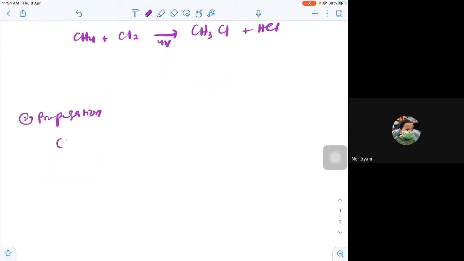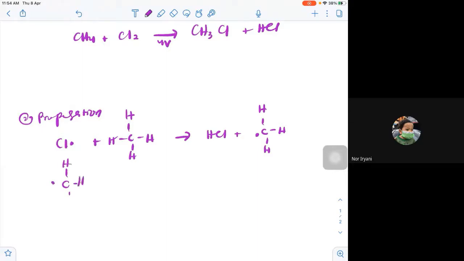Okay, we know that in the propagation, step number 2, firstly the Cl radical will attack CH4. See, I expand the structure of CH4. This chlorine will take one of the H, so that it turns to HCl plus the CH3 radical. And then the CH3 radical will attack neutral Cl2, so that it turns to Cl radical plus CH3Cl. The Cl starts to attach to this side.